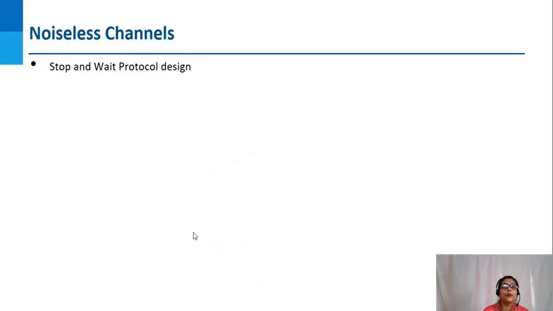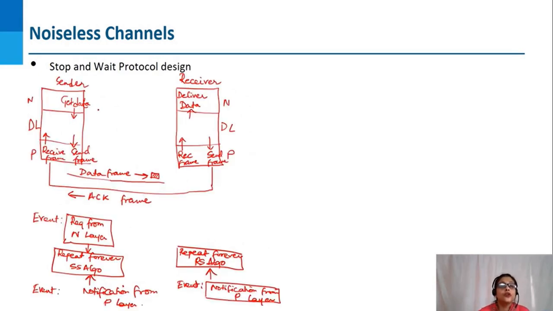Let us understand the stop and wait protocol design. Here, the flow control mechanism is added to the previous one. So there are a number of events that are happening at the sender side. Other than the previous one, an extra event that will be happening is the notification from the physical layer of the receiver. Whenever the data frame comes from the sender side physical layer to the receiver side physical layer, and the receiver has received the data, it will send an acknowledgement frame back to the sender. So this is the event that is happening at the sender side.